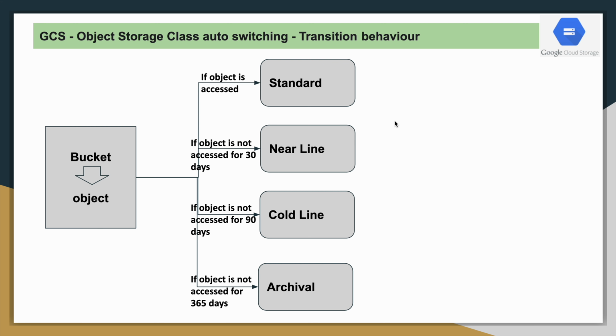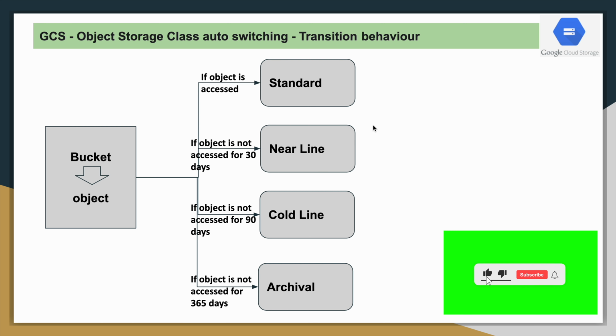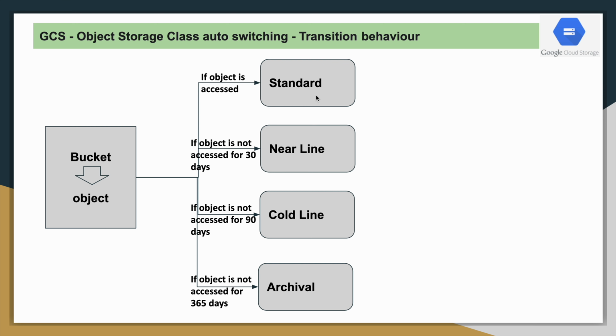If you have to manage the storage class associated with an object, you will have to set up object lifecycle rules, so that whenever a particular criterion is met, the object will be moved from one storage class to another storage class.